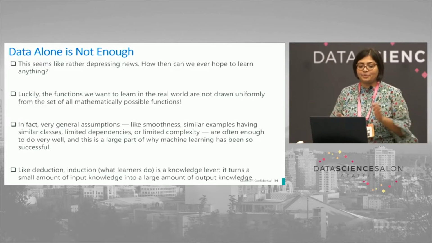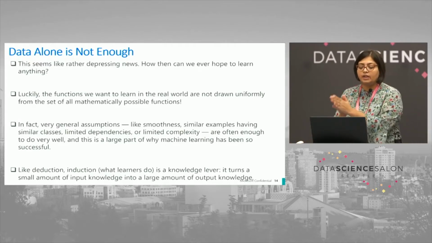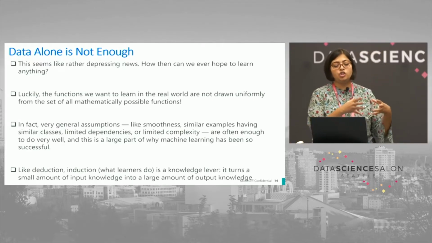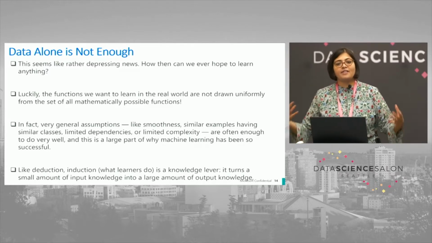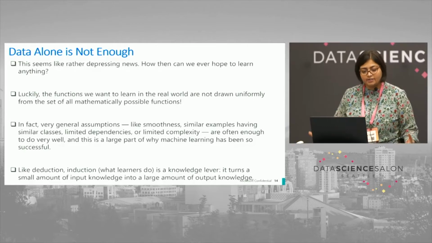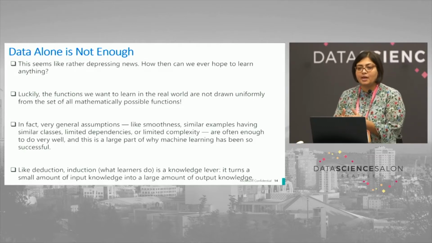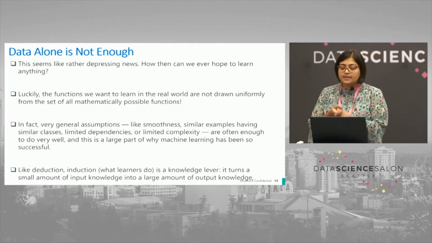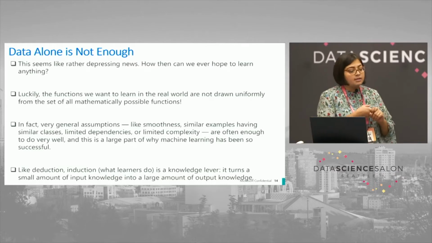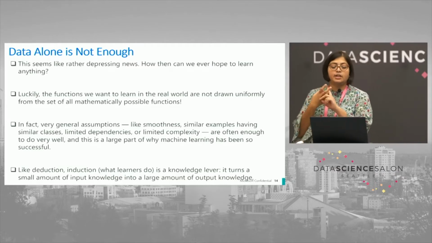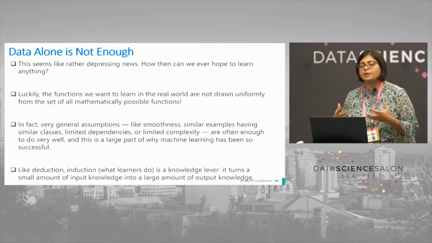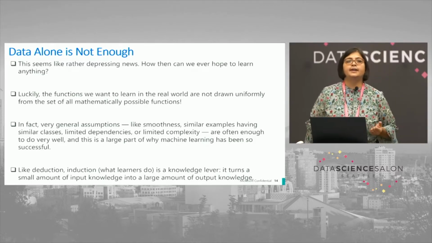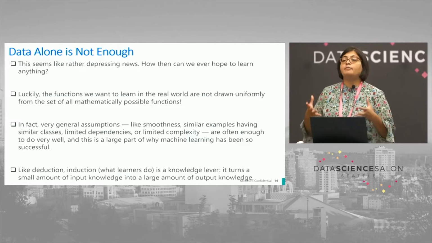This seems like rather depressing news, but luckily the functions we learn in the real world are not drawn uniformly from the set of all mathematically possible functions. There are some functions that you might define yourself. In fact, very general assumptions like smoothness, similar examples having similar classes, limited dependencies, or limited complexity are often enough to do well. For example, I was working on an automatic detection of diabetic retinopathy.